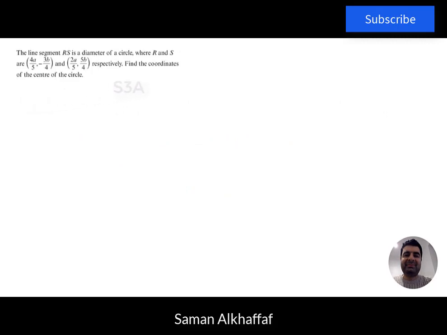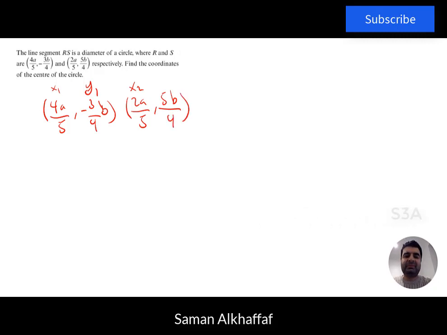In this example, the line segment RS is the diameter of a circle where the points are shown, and we need to find the coordinates of the center of the circle. So first we take the points, which is 4a over 5, which represents x1, and minus 3 over 4b, which represents y1. The second point is 2a over 5, so that's x2, and 5b over 4, so that's y2.